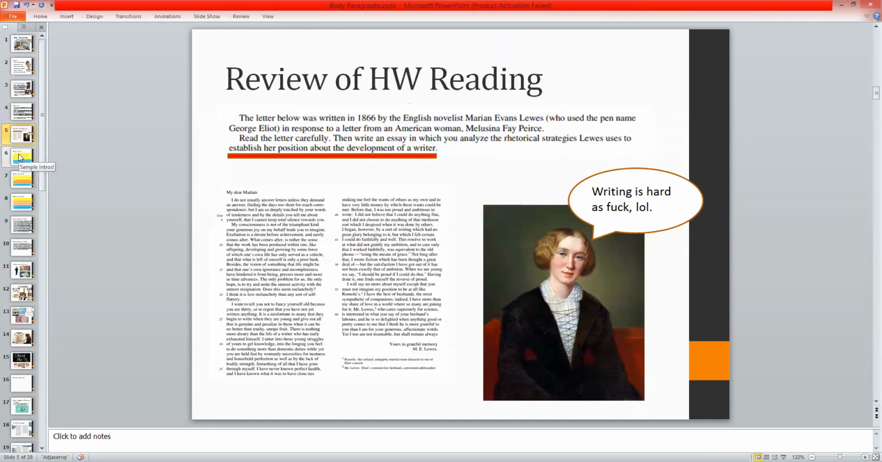So just to review the homework reading in case you didn't get a chance to read it, or if you are still a little bit lost about this work, the prompt basically is this, right? On the very bottom of the two sentences, it says, read the letter carefully, then write an essay in which you analyze the rhetorical strategies Lewis uses to establish her position about the development of a writer. So two things had to be satisfied here. On the one hand, you have to know her position on writing, but number two, you also have to know her views on developments regarding writing in general.